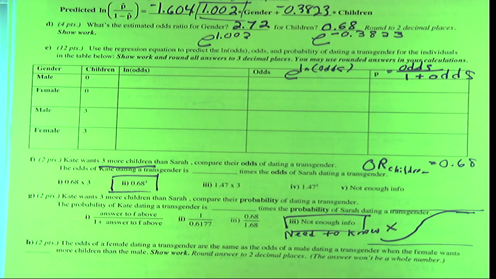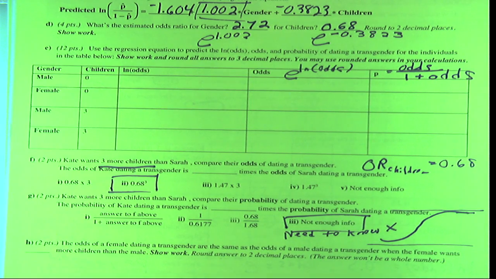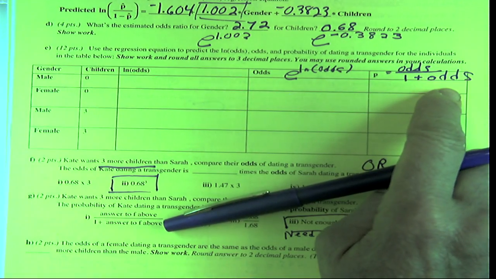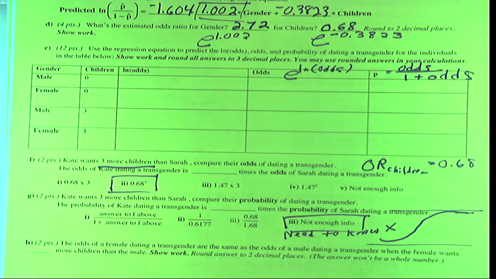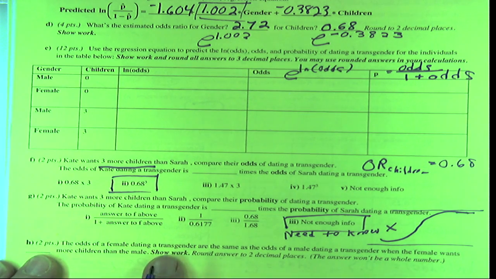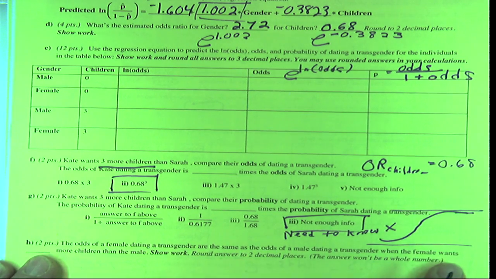We need to know the x variable, which is the number of children, or the odds themselves, not the ratio. Because if you know the odds, then you know the probabilities. But we don't know the odds, we just know the comparison between their odds, the ratio. All right, the odds of a female dating a transgender are the same as the odds of a male.